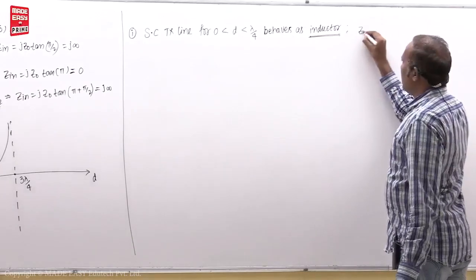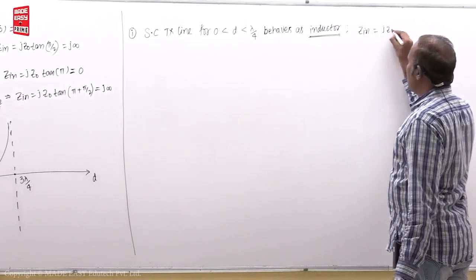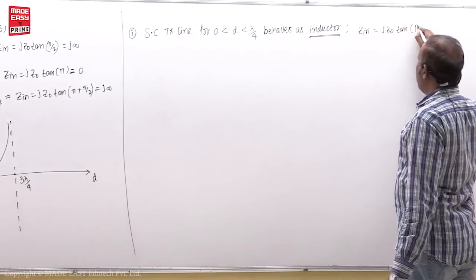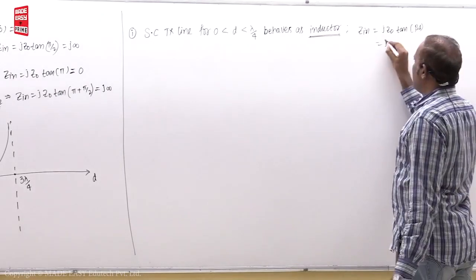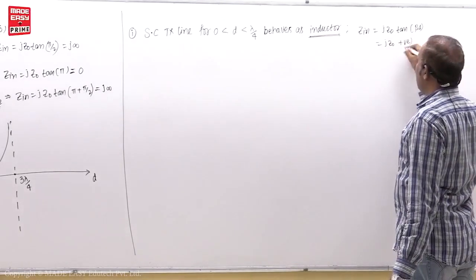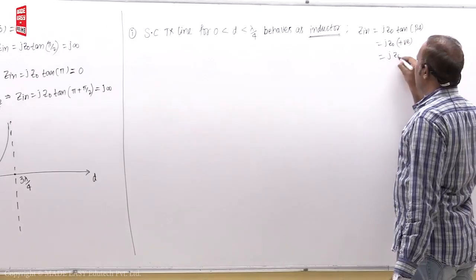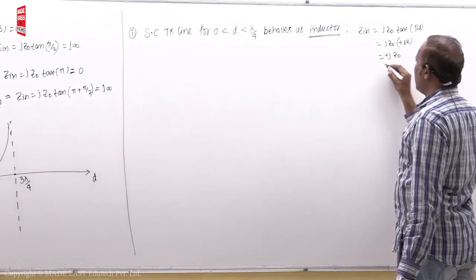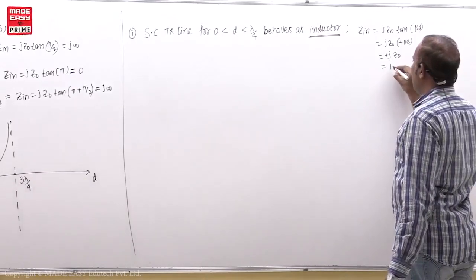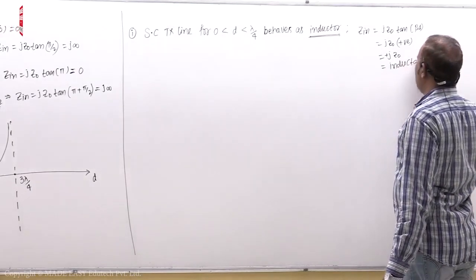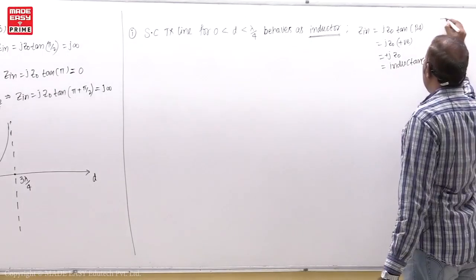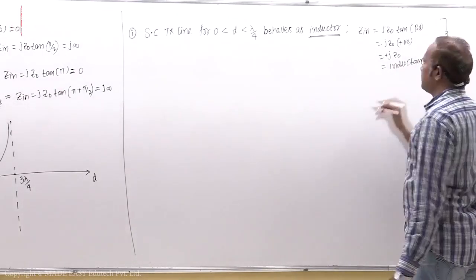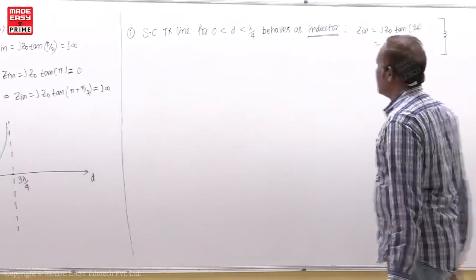You know why? Because Zin is equal to jZ0 tan beta d. For this, the tan value is positive. Ultimately jZ0 into some positive value, so you get a positive inductive impedance only. So the equivalent circuit is like this, an inductance.